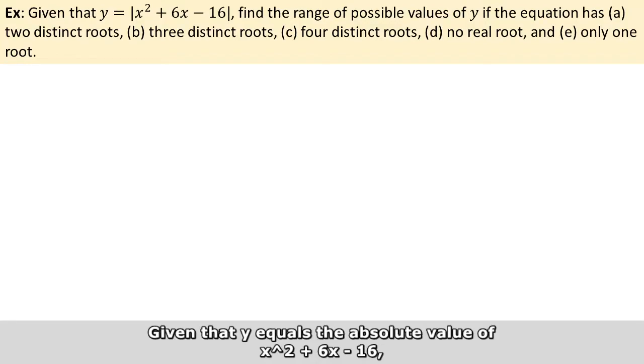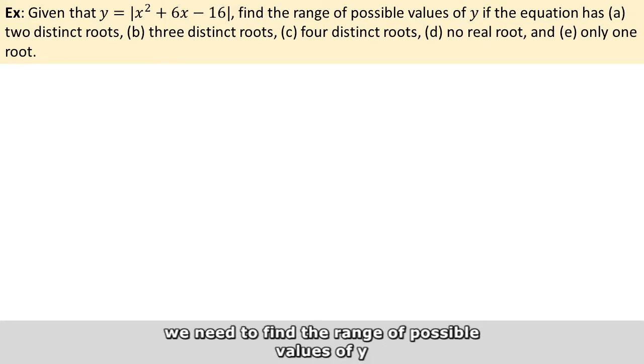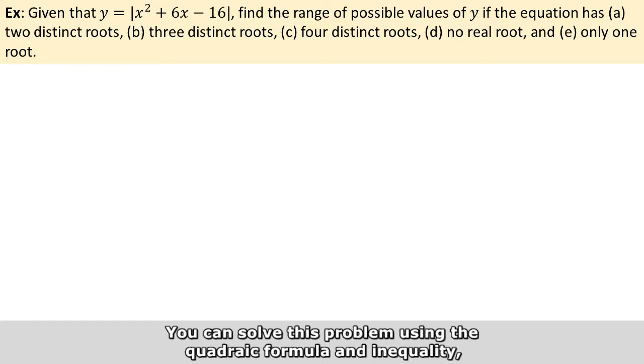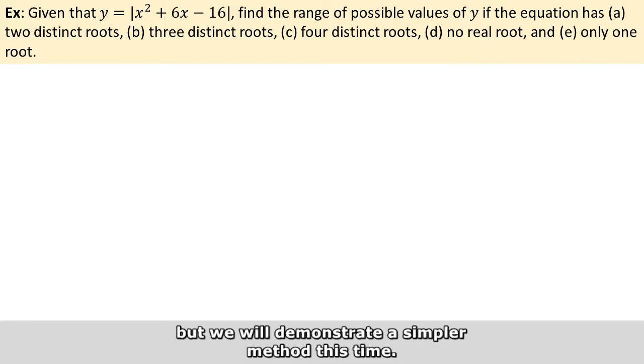Given that y equals the absolute value of x squared plus 6x minus 16, we need to find the range of possible values of y if the equation has different numbers of roots. You can solve this problem using the quadratic formula and inequality, but we will demonstrate a simpler method this time.